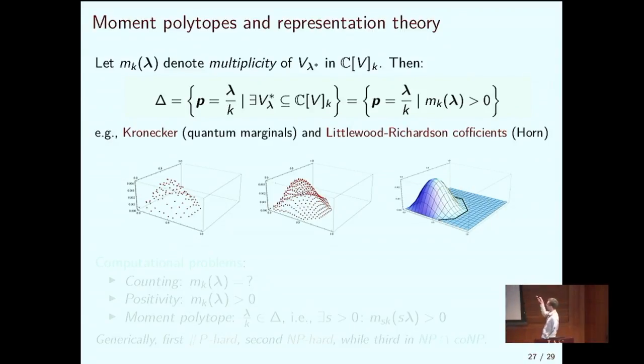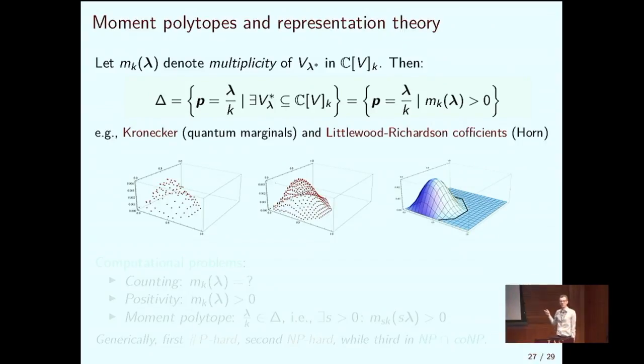In other words, here's a more quantitative way of relating it to things that people like to study. Let's define m sub k of lambda as the multiplicity of an irreducible representation, labeled by lambda, in the degree k homogeneous polynomials. What I'm saying is that if this multiplicity is larger than 0, we get a point in the polytope, and all points in the polytope that are rational are obtained in this way. So it's exactly this statement over here.